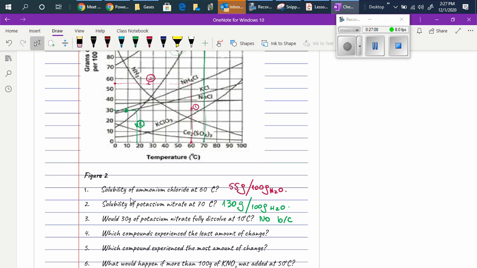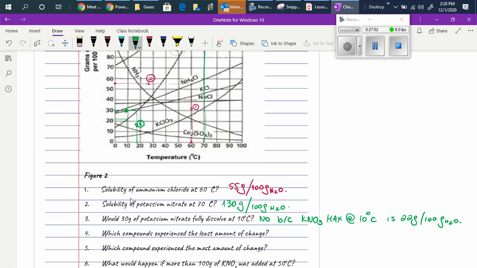because the maximum that KNO3 can dissolve at 10 degrees Celsius is way lower than 30, which is about 22. The maximum KNO3 at 10 degrees Celsius is 22 grams per 100 grams of water.